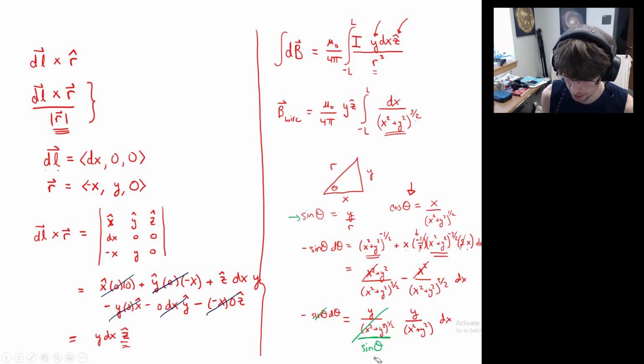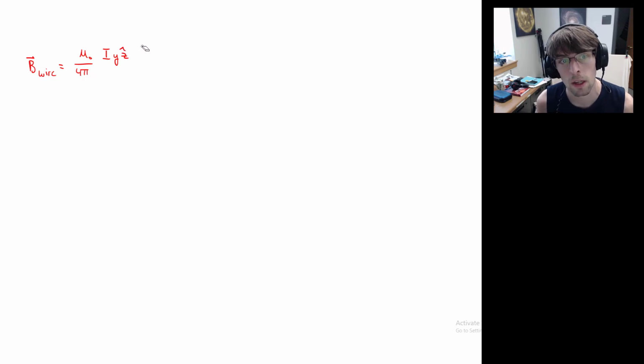So where are we at the end of the day? I've run out of space. We have the magnetic field of the wire equal to mu naught over 4 pi, we have our current, we still have our y, we have our z hat floating out, and we have the integral from negative L to L of dx over x squared plus y squared to the 3/2.